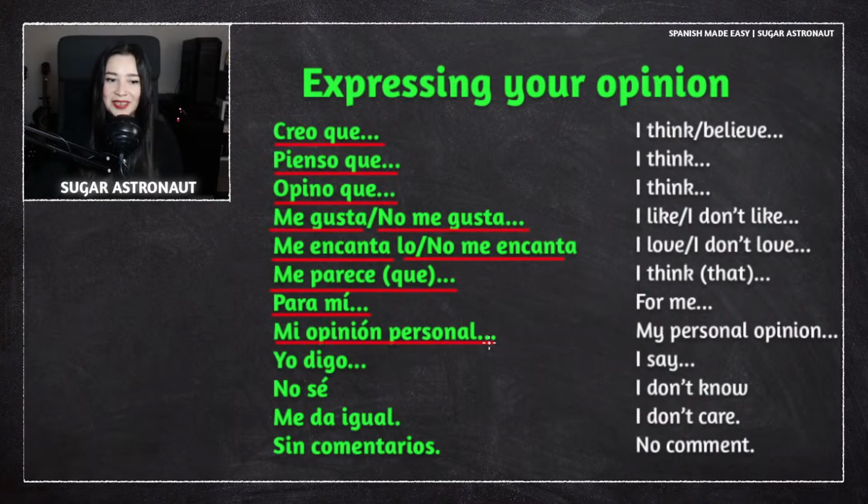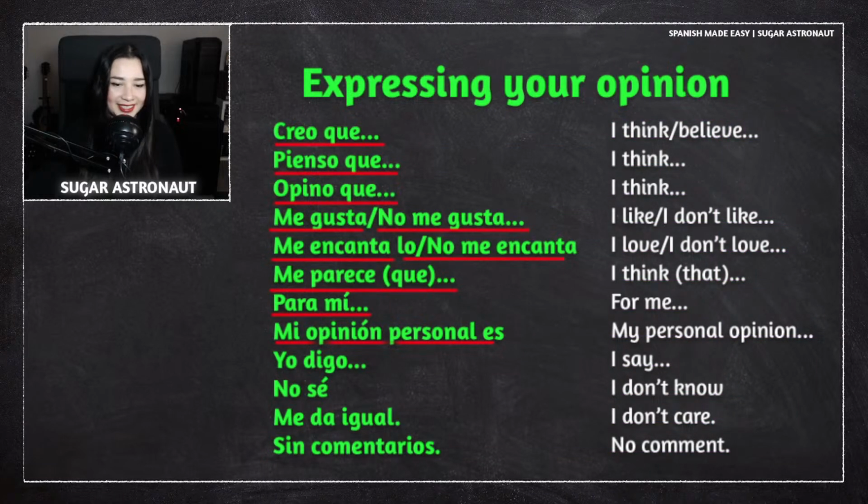Honestly, I don't say this one much because you're saying two obvious things. When you say mi opinión, that means my opinion, okay? When you say mi opinión personal, that means my personal opinion. And I mean, if it's your opinion, it's yours. It's your personal opinion. So a lot of people say this in Spanish, mi opinión personal, and then you can add to that es, my personal opinion is, and then you can continue saying what your opinion is, right? Mi opinión personal, my personal opinion. Okay, this one is a good one as well, very common.